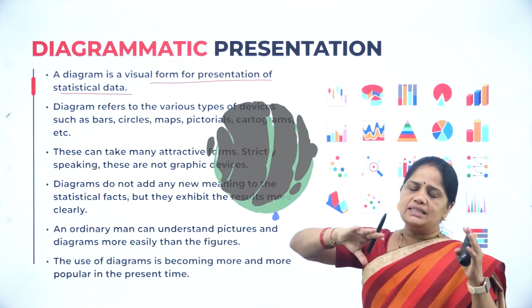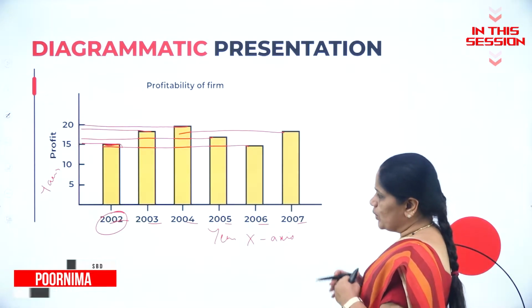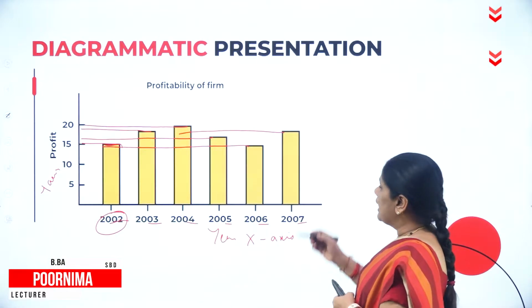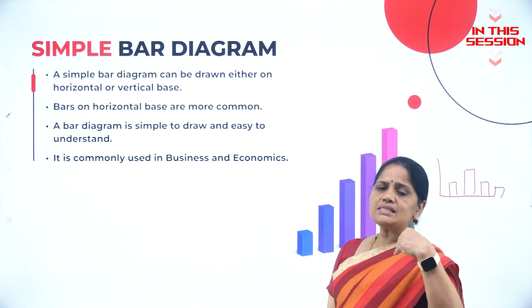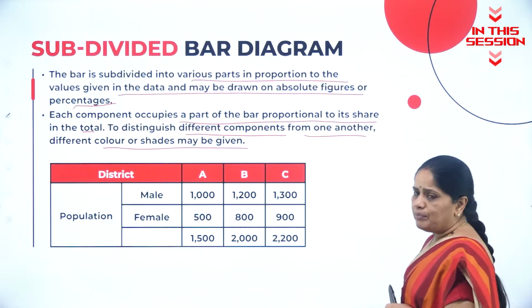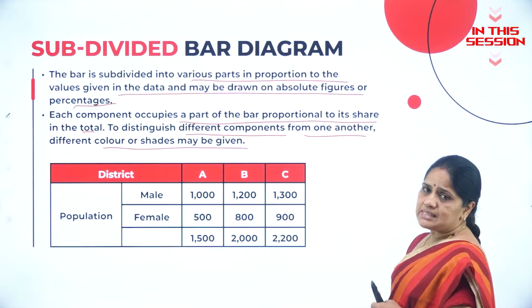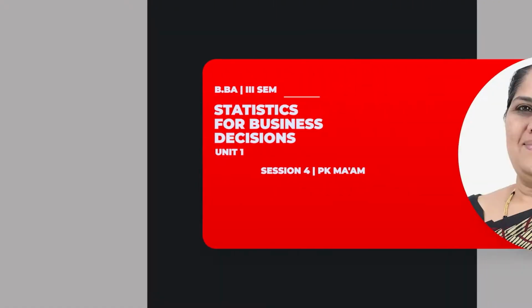When you are presenting the data in a visual form, we call it a diagram. Bars represent more clarity and more understanding, and they also help us to know the trends in profits. Anything expressed in simple bars can be called a bar diagram. With the help of different colors and shades, we will be able to represent the subdivided bar diagram.